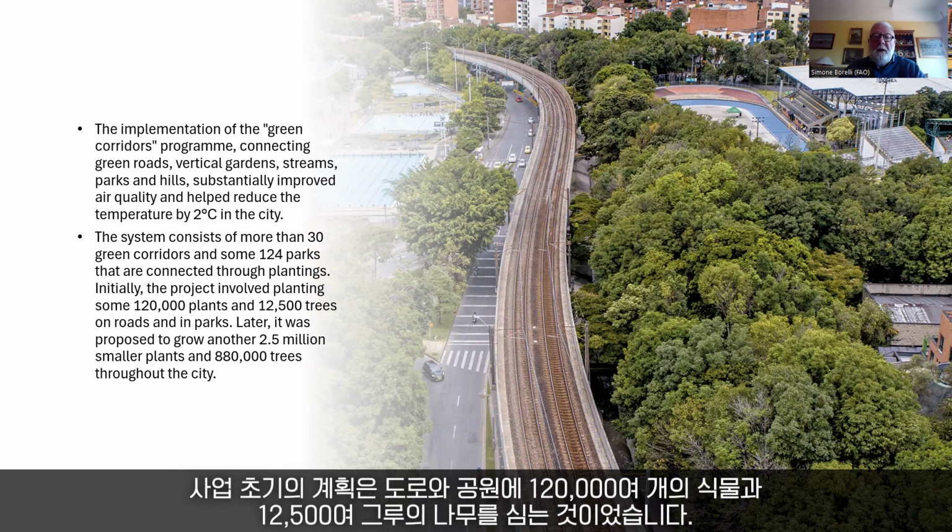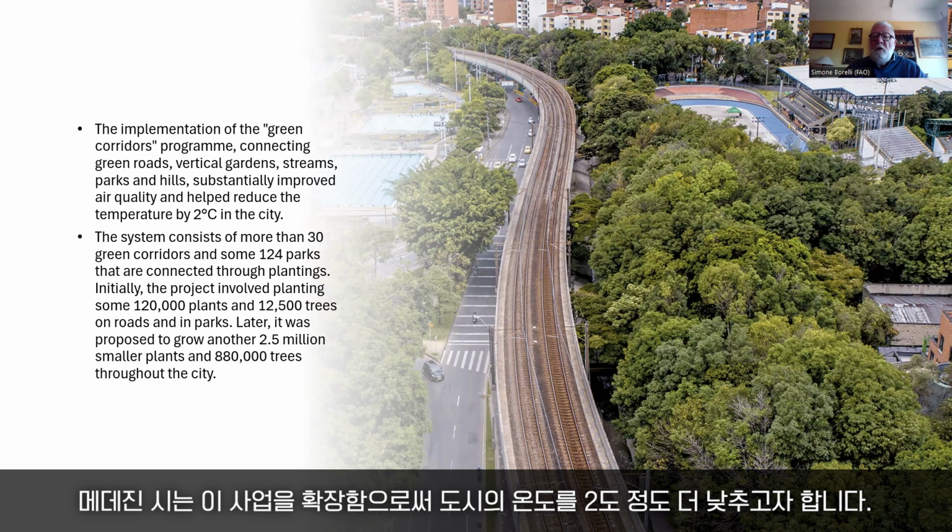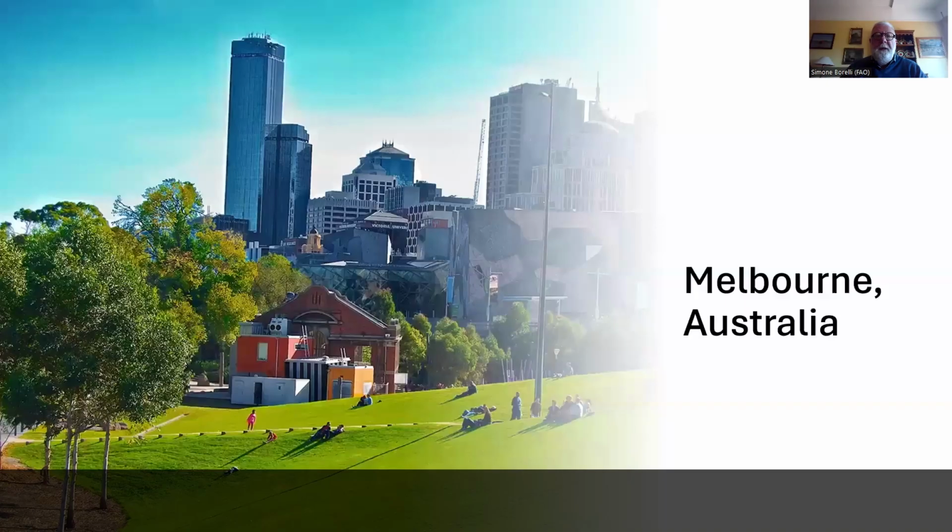Initially, they planted about 120,000 plants overall and 12,500 trees on roads and parks. Then this plan has now reached an objective of planting 2.5 million small plants and almost 900,000 trees throughout the city. So anyways, the idea is to progressively expand this and overall try and mitigate the temperature by 2 degrees throughout the city.